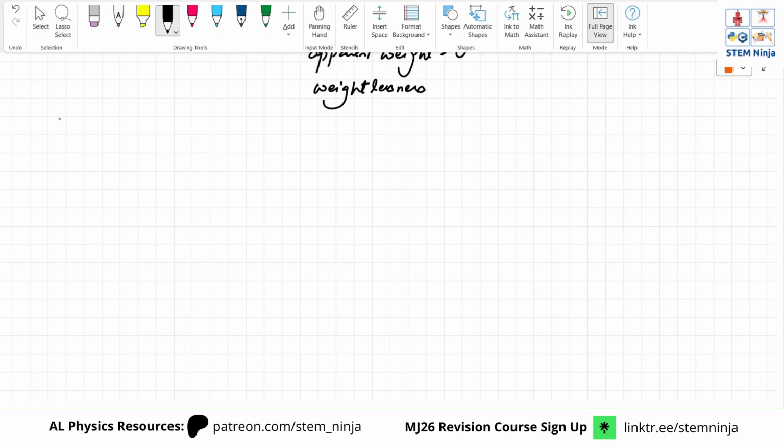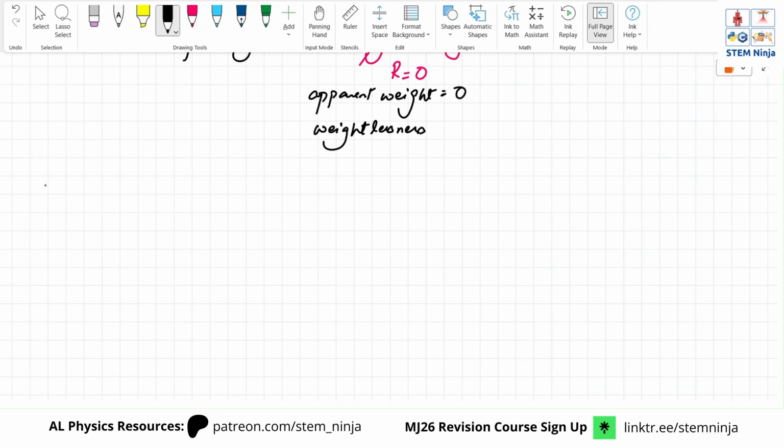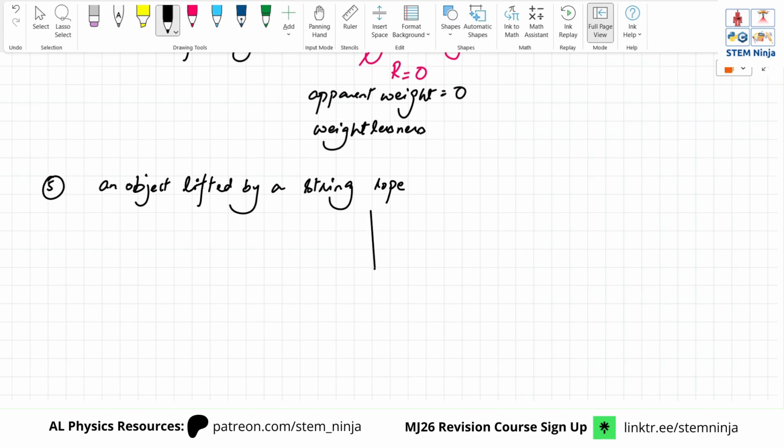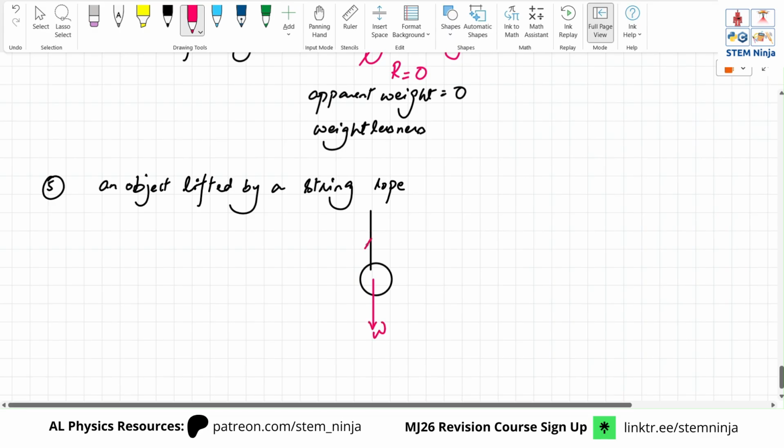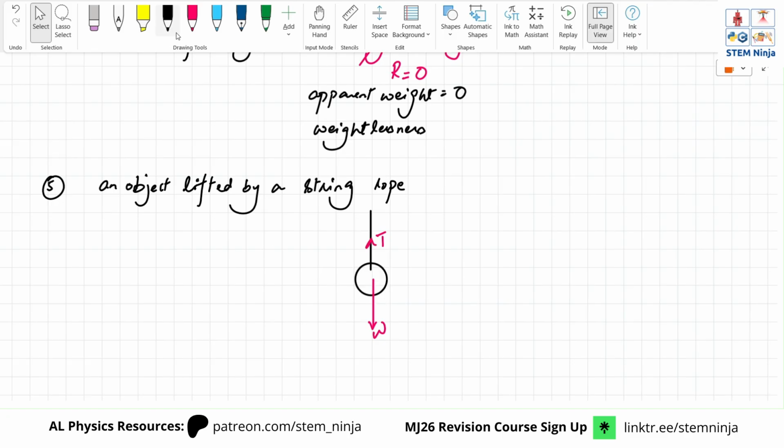Now, this is not the only case where we are going to be using that. So, fifth case, an object lifted by a rope, string, rope, whatever this is. Similar scenario would happen. This is, for example, rope or a string. The object's weight would be acting downwards, but the tension would be upwards. Tension is always away from the object. So depending on the direction of acceleration, whether it's going this way or going this way, it would dictate the signs of the motion. So for example, if going upwards, it would be T minus W equals to MA. And if it's going downwards, it would be W minus T equals to MA.